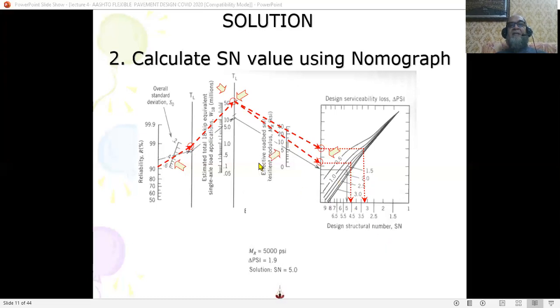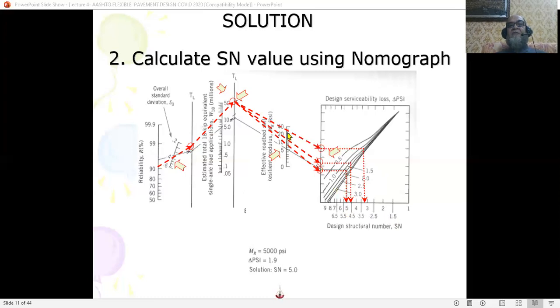Similarly, for knowing the thickness or structural number of the granular subbase course, we'll use the resilient modulus of soil, that is 7158, and connect with the traffic line. Again, we go perpendicular from this graph, and from 1.5, this is delta PSI, we will go 90 degrees, and we will read these values.